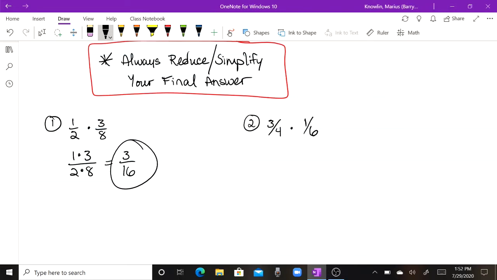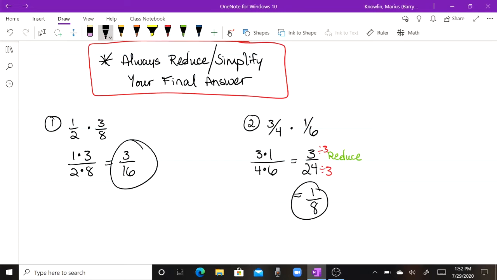Let's take a look at number 2. Once again, we have 3/4 times 1/6. So I could write this as 3 times 1 divided by 4 times 6. 3 times 1 is 3. 4 times 6 is 24. Now, we can reduce this one. When we reduce, we can divide the top and the bottom by 3. The numerator and the denominator both can be divided by 3. That's going to make this 1/8.